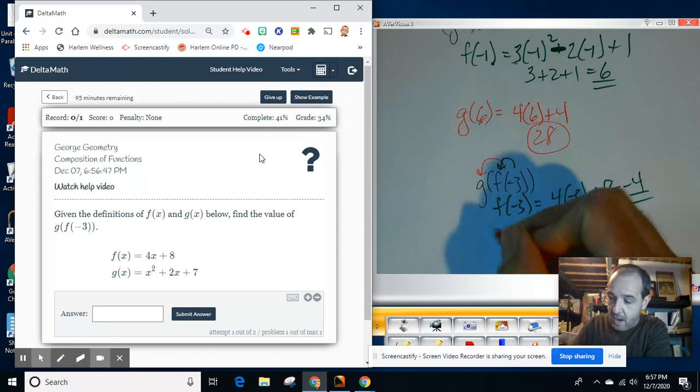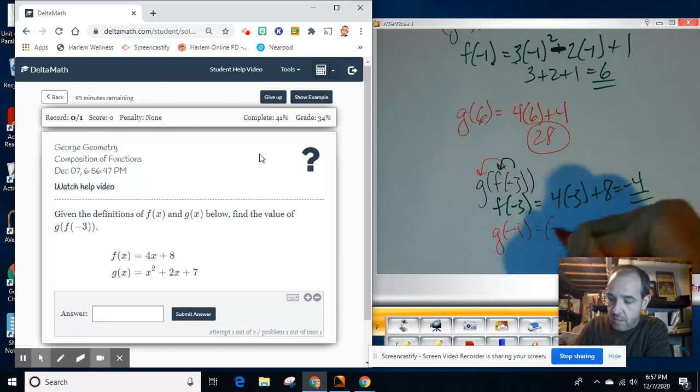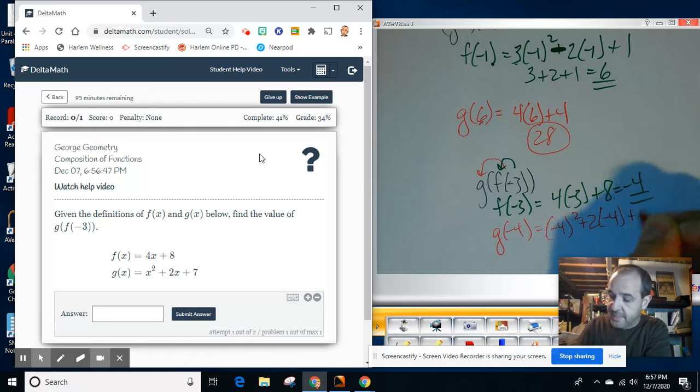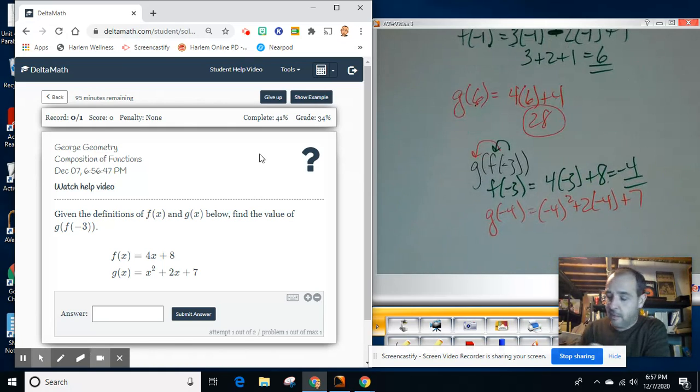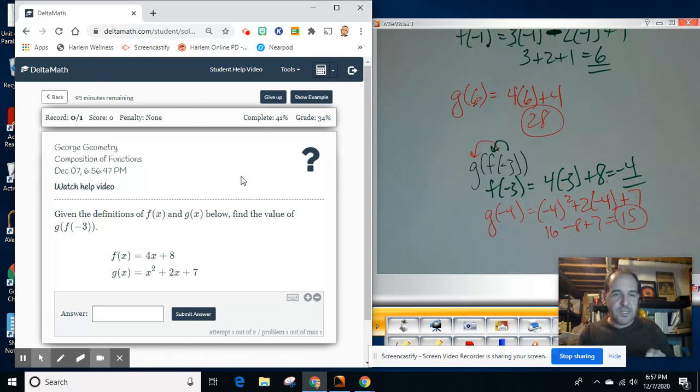And we still work our way out. So g function, -4, -4 squared plus 2 times -4 plus 7. And again, type it into the calculator if you want to. I don't care. I think we got 15. It's always going to be that second answer on our compositions here.